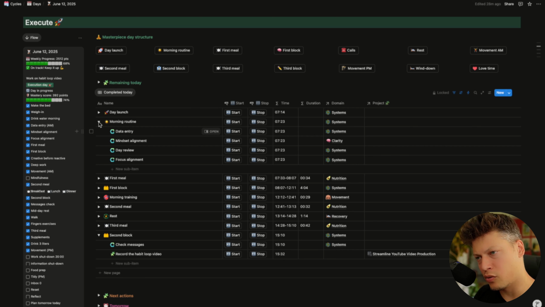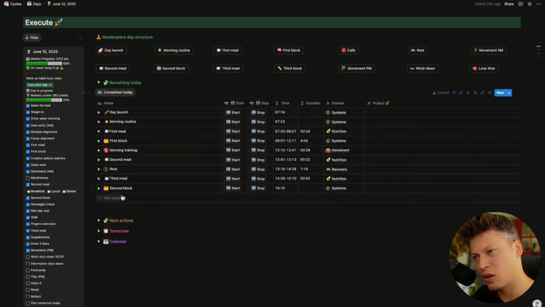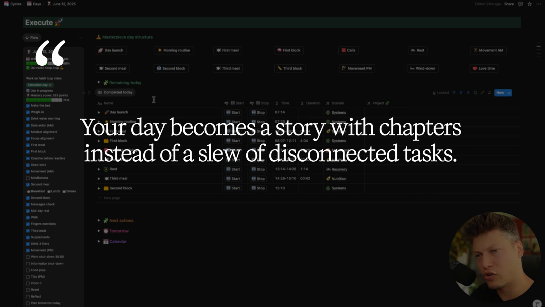Also related to the point of having fractal actions that are created by these macro buttons, I just want to mention how nice it is to have these containers exist on a high level, so you can easily see the high-level structure of your day. This is super nice for reviews. Your day becomes a story with chapters, not just a whole slew of disconnected tasks.